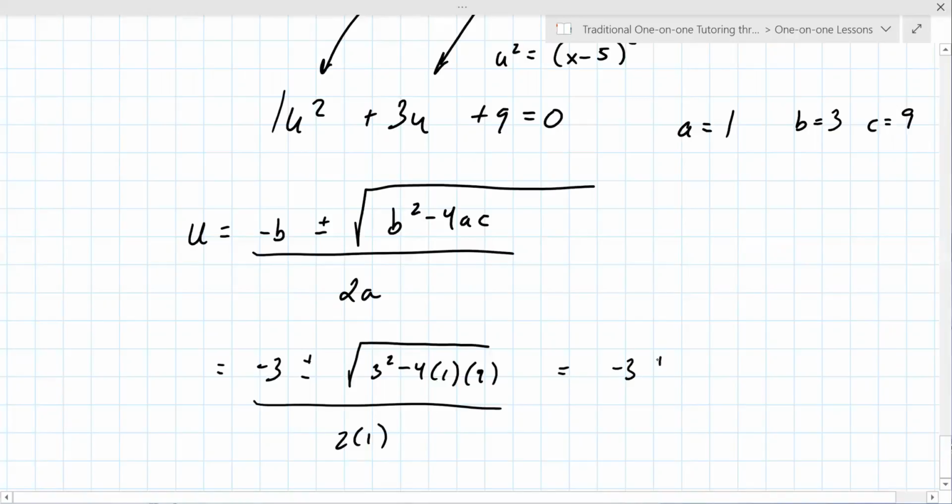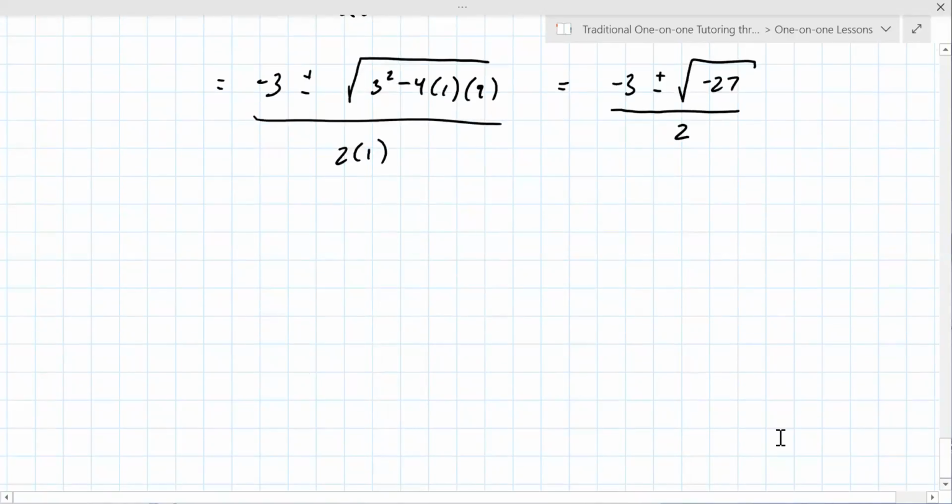This is minus 3 plus or minus the square root of 9 minus 4 times 9. So 4 times 9 is 36. 9 minus 36 is minus 27, square rooted, all over 2. Is that okay so far? Like, is all of that okay? Yeah, I'm just catching up.